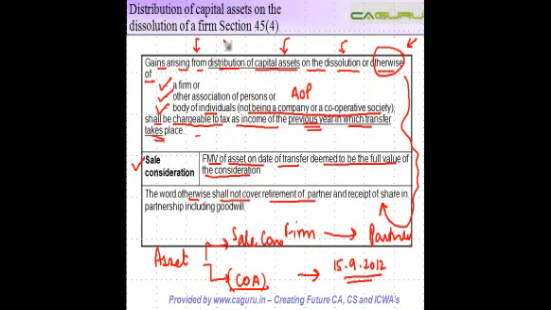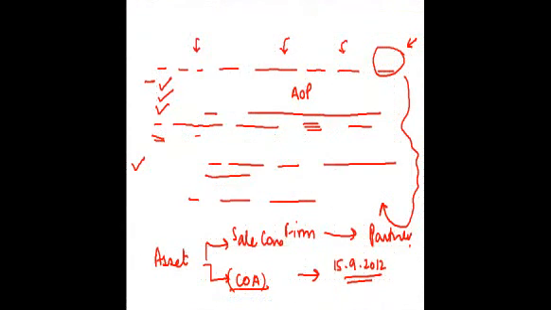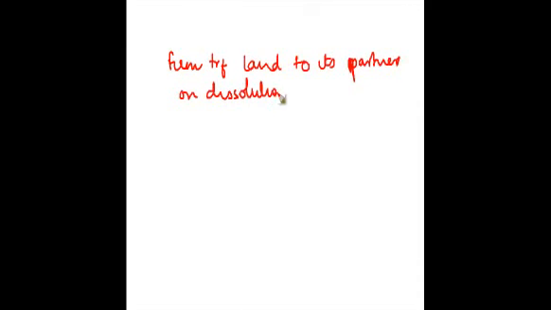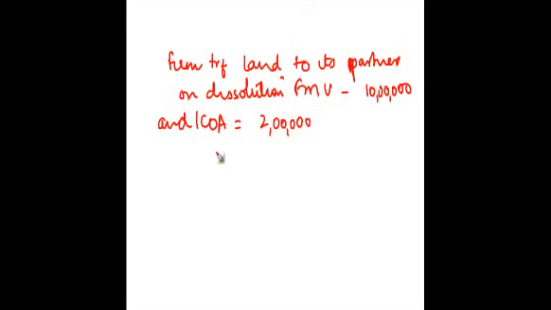So basically, if I were to give you an example, let's say a firm transferred land to its partner on dissolution. Fair market value is 10 lakh and indexed cost of acquisition is equal to 2 lakh. The capital gains will be how much? Capital gains will be 10 lakh minus 2 lakh.